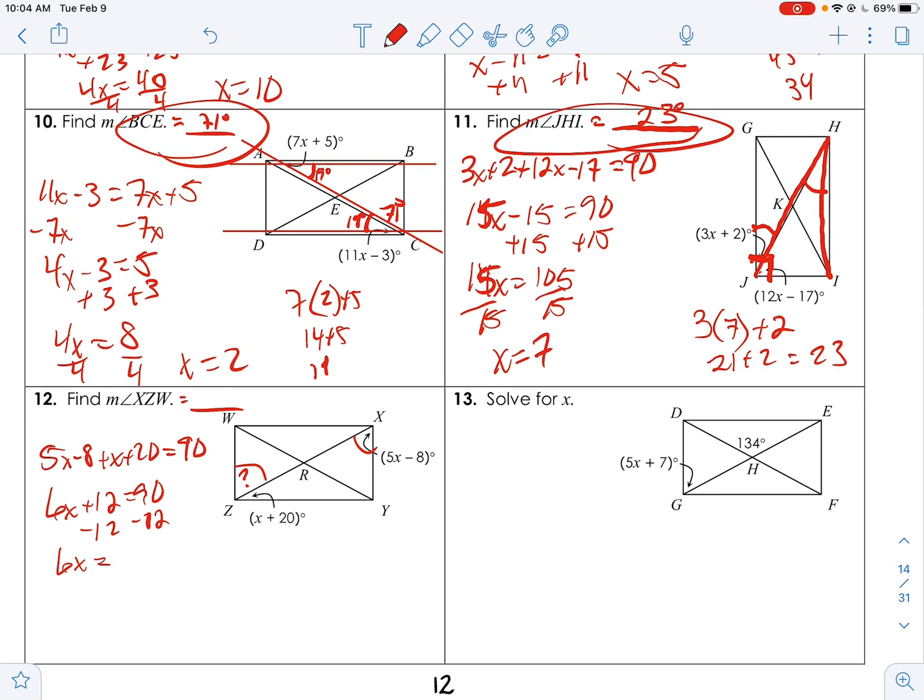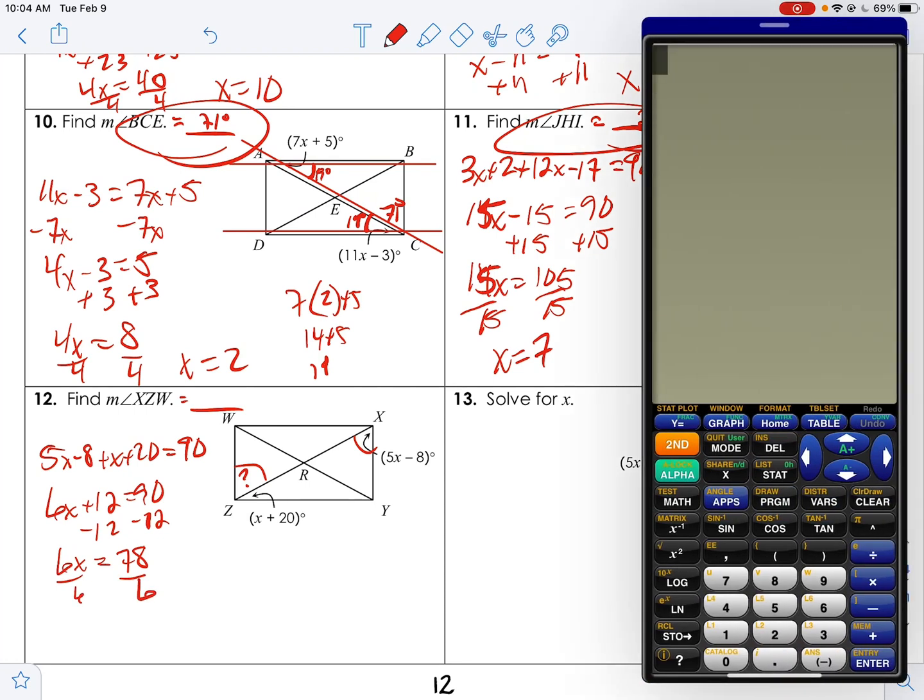6x equals, drop it down, let me see, 78 divided by 6. Let's see, 78 divided by 6. 13. We don't need x, we need to plug it in. 13 plus 20 makes 33 degrees. Oh, we didn't need that side. We needed the other side. Go back. Which side do I need? I need the one that's 5x.